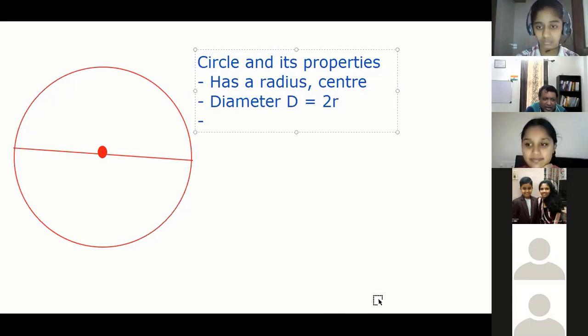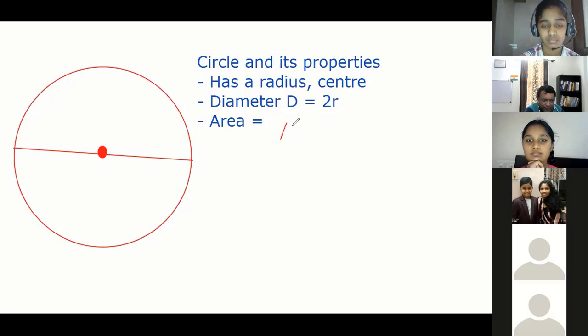Jagat, what is the area of a circle? Any idea? Sir, 360. No, 360 is the overall degree. Sir, area of circle is pi r square. Pi r square. But what is pi, Gauri? 3.14. That is the value. But how do you define pi? Anybody? Pi is 3.14 or 22 by 7. That's the value. Who will define pi?